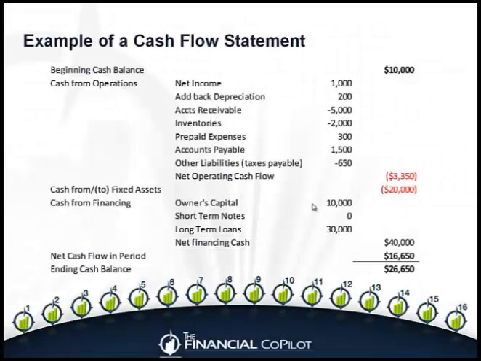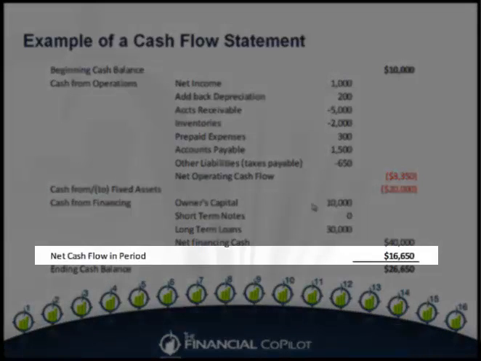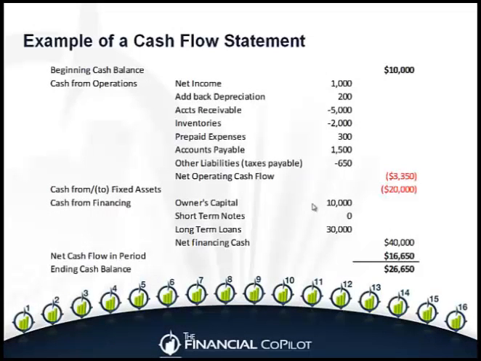So the way this works is, internally, you take the negative $3,350, you take the negative $20,000, and you add it to the positive $40,000, and you get a net period cash flow of $16,650. When you add that to the beginning balance of $10,000, you get an ending cash balance of $26,650.